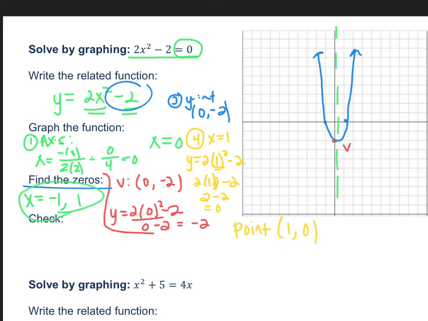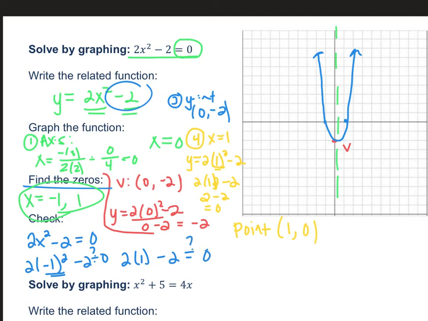Now the check is, if those are correct, it should work when we plug it into the original equation. So let's look at the original equation, 2x squared minus 2 equals 0. Let's plug in a negative 1 first. So 2 times negative 1 squared minus 2. You'll do the exponent first. Negative 1 squared is a positive 1. So 2 times 1 minus 2. We want to know, does it equal 0, the right side of the equation? Basically, does it work when you plug it in? 2 times 1 is 2, minus 2. 2 minus 2 is 0, equals 0. It worked out. Check. Nice job.